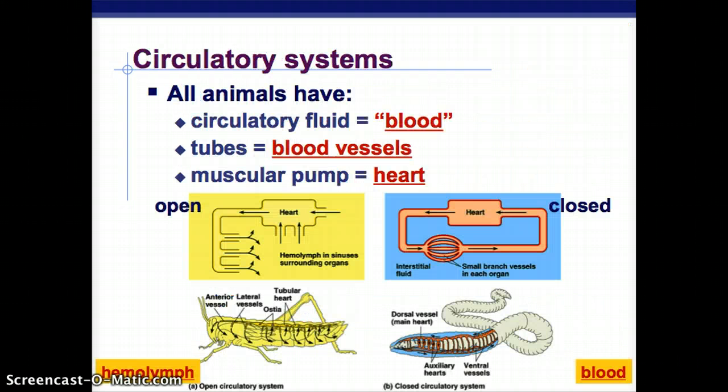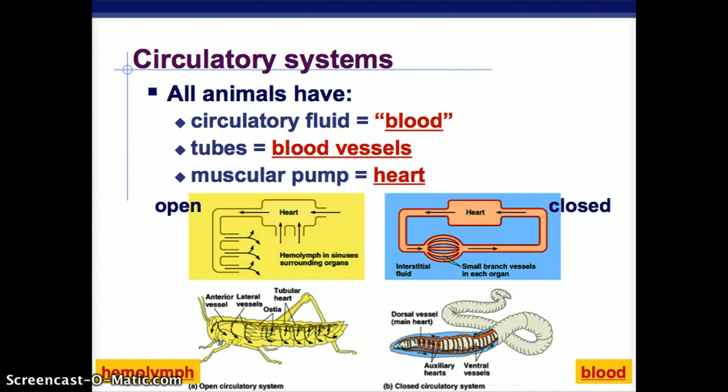So in circulatory systems, all animals have a circulatory fluid, which we call blood, tubes, which are the blood vessels. So vessels are tubes, not a single circular object. Those are red blood cells, things like that. And a muscular pump, which is the heart. The heart is what pumps it. It's a muscle that keeps pumping.